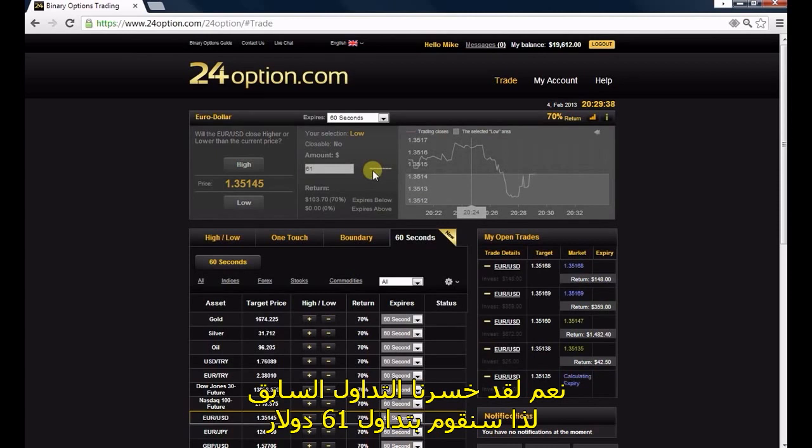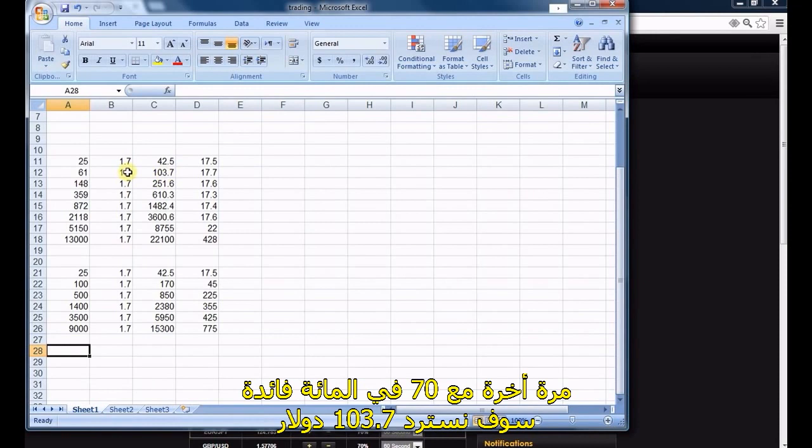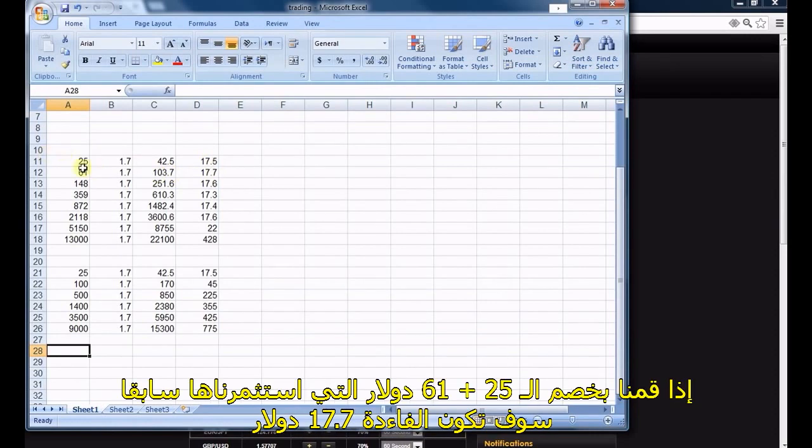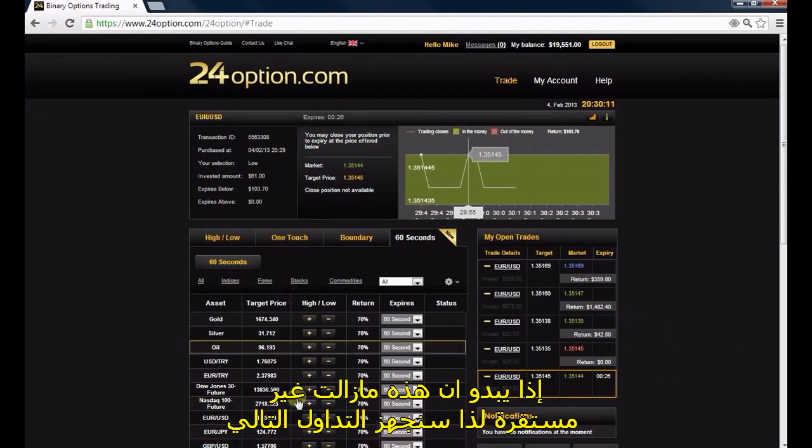Okay, looks like we lost that trade, so we got the $61 ready. Again, the $61, at 70% returns, gives us a profit of $103.70. Taking into account the original $25 investment and the $61, that's an $86 investment with a return of $103.40. That's a profit of $17.70.